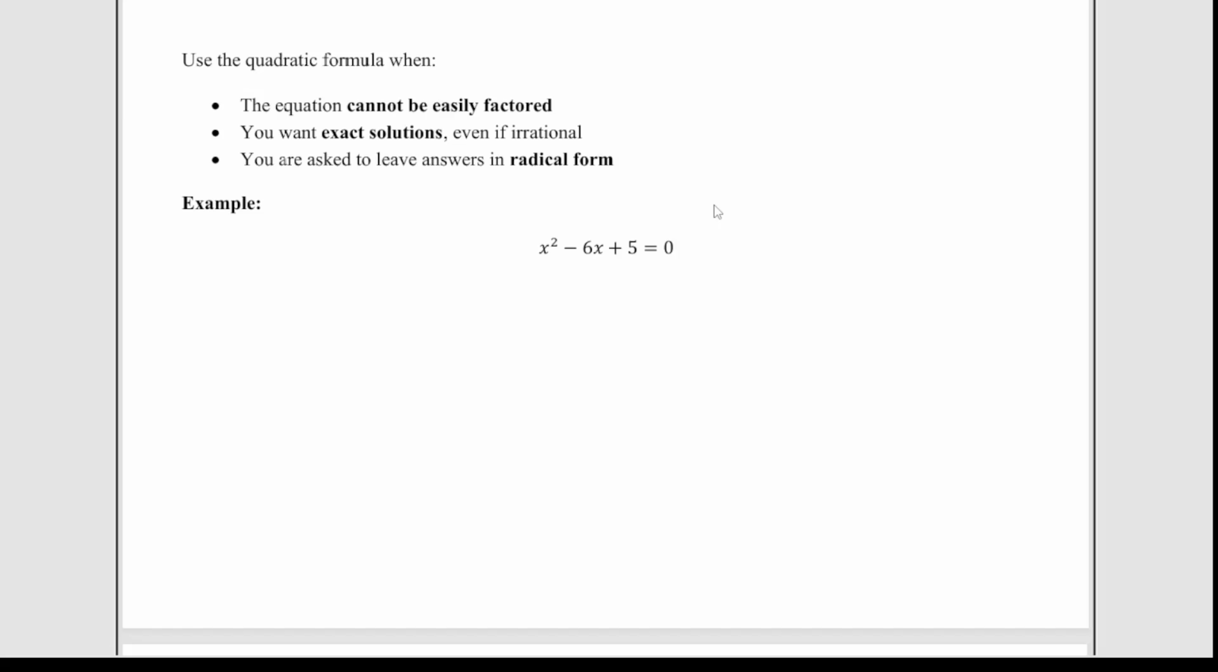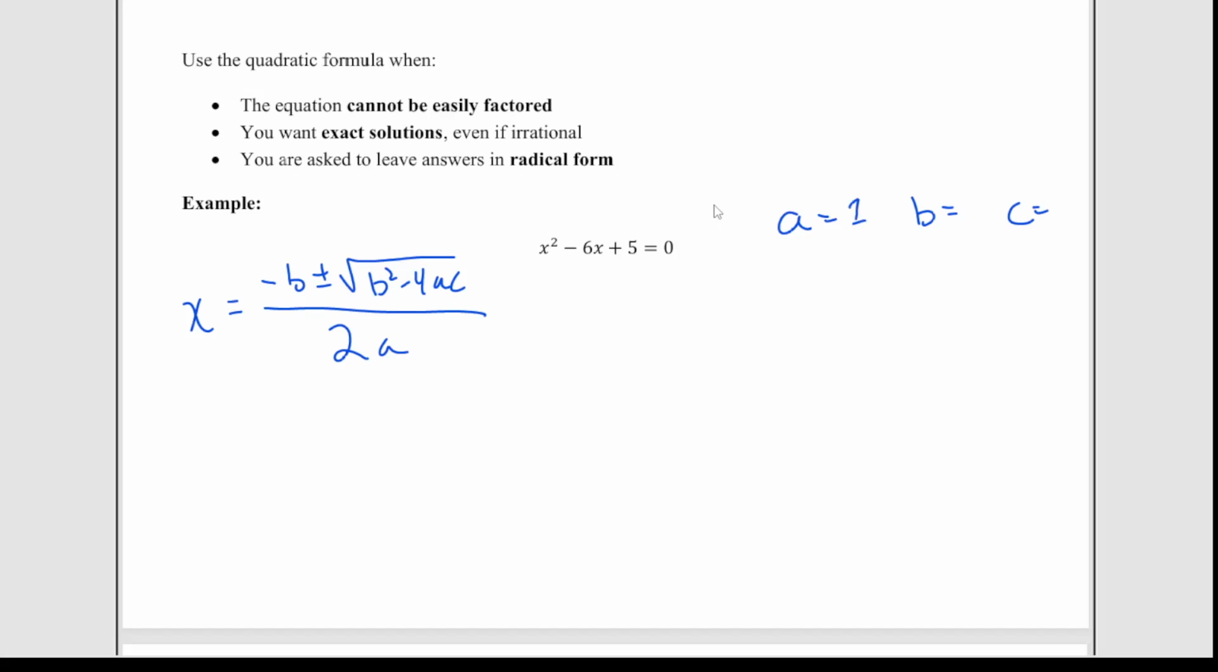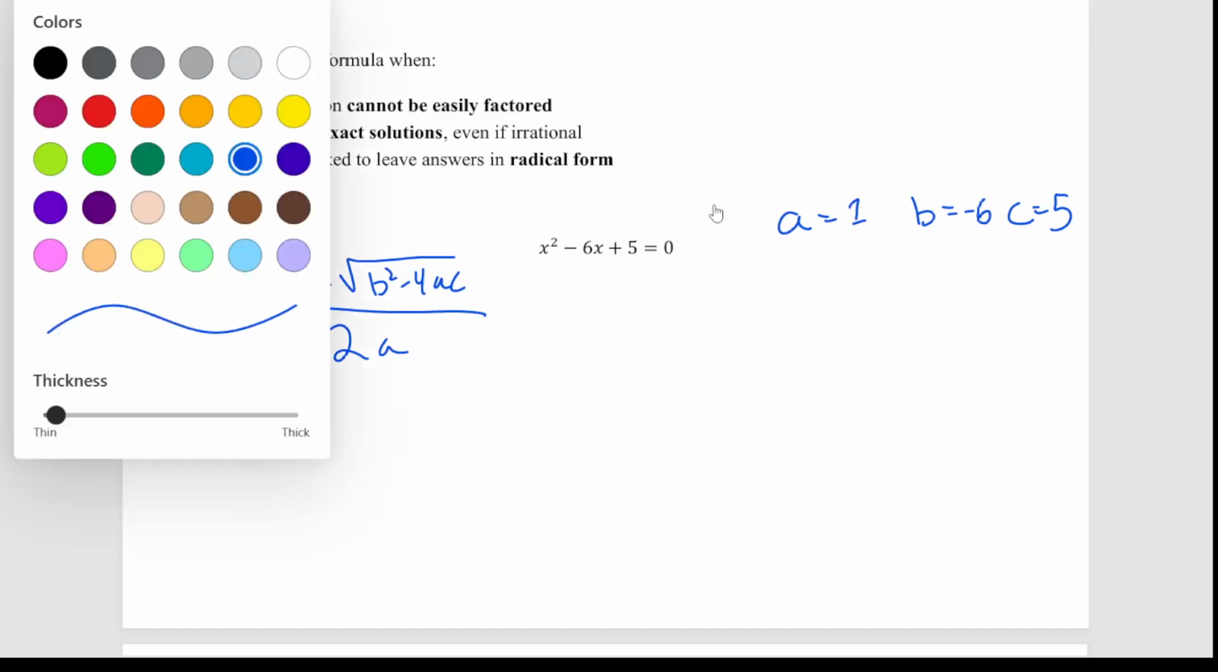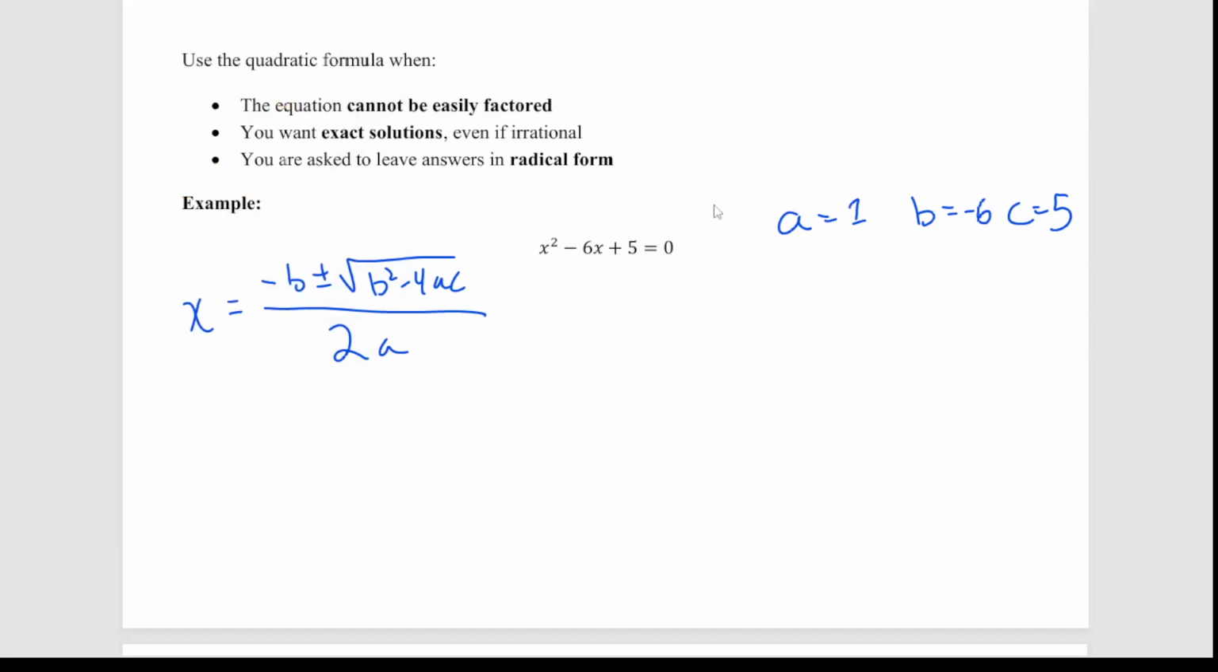So the first thing you want to do is write down your beautiful formula. So x is the opposite of b plus or minus the square root of b squared minus 4ac all over 2a. And then you want to note exactly what those are. So a is the coefficient in front of x squared, in this case secretly 1. b is the full coefficient in front of x, which in this case is -6, and c is your constant, which in this case is 5.